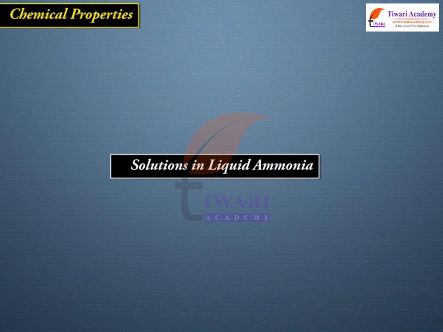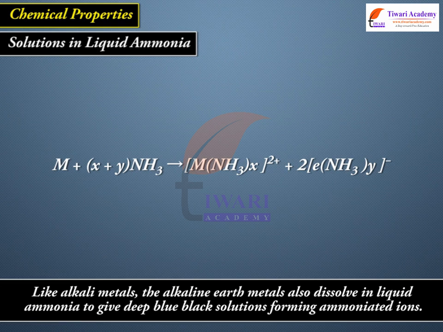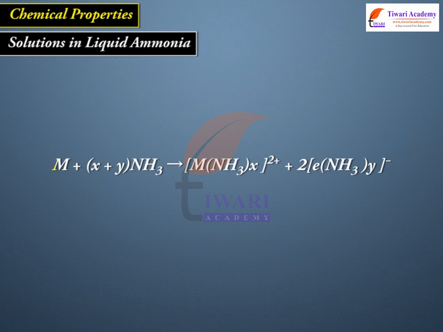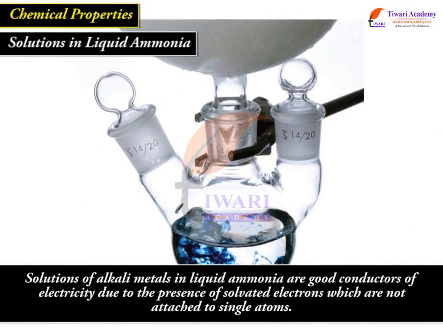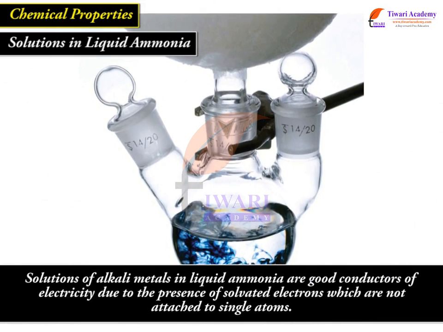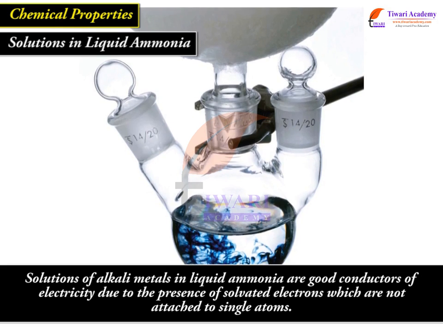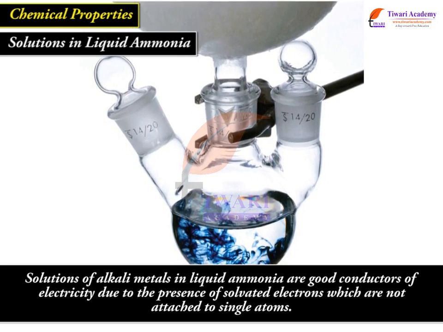Solutions in liquid ammonia. Like alkali metals, the alkaline earth metals also dissolve in liquid ammonia to give deep blue-black solutions forming ammoniated ions. M + (x+y)NH3 gives [M(NH3)x]2+ + 2[e(NH3)y]−. Solutions of alkali metals in liquid ammonia are good conductors of electricity due to the presence of solvated electrons which are not attached to single atoms.